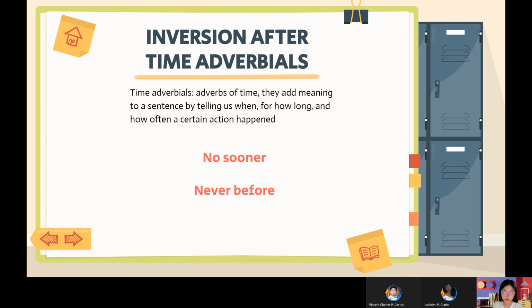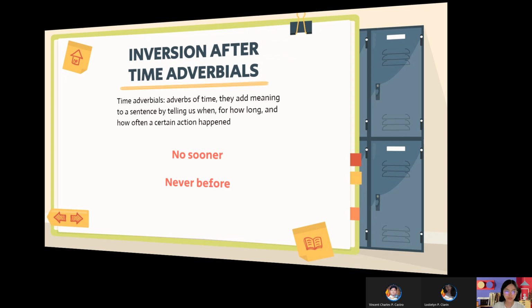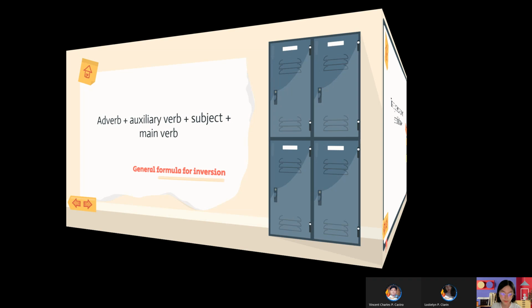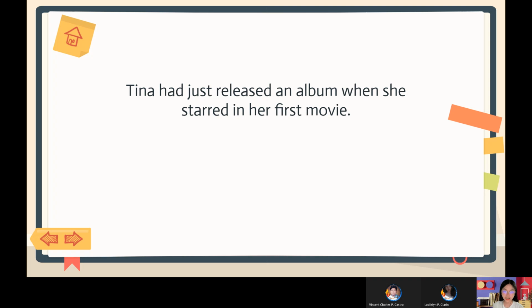So let me share with you, for our little secret, the general formula for inversion. We have adverb plus auxiliary verb plus subject and the main verb. Let's try it on an example. Tina had just released an album when she starred in her first movie. Mr. Castro, what is the subject? Tina is the subject, ma'am. And the auxiliary verb? Auxiliary verb is had.